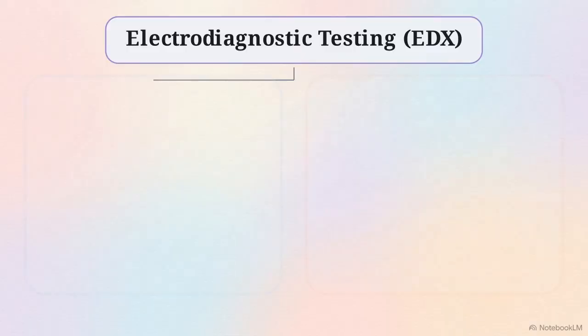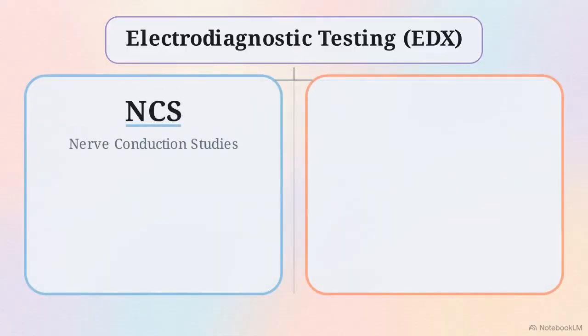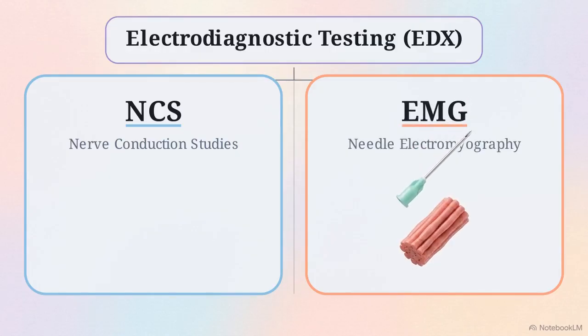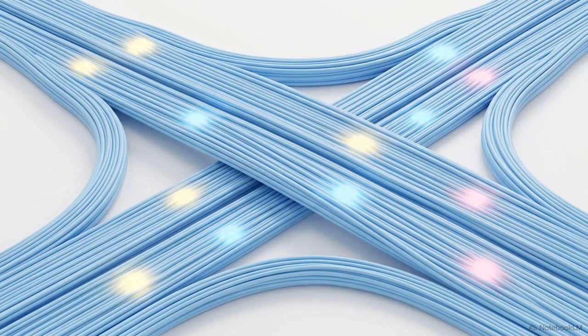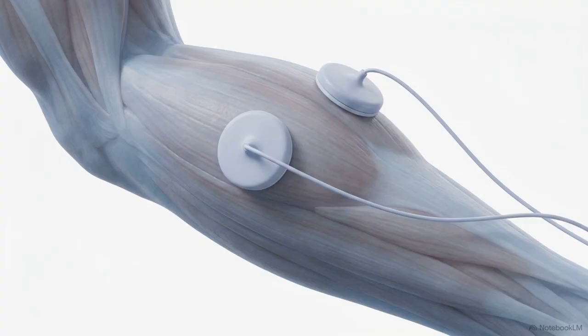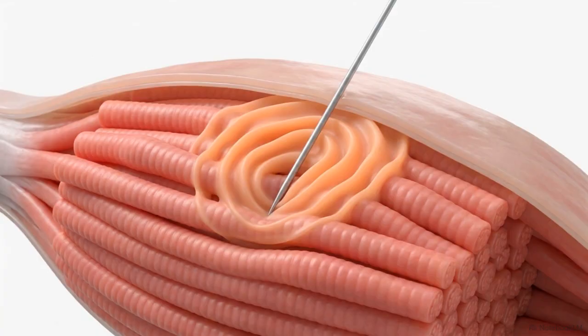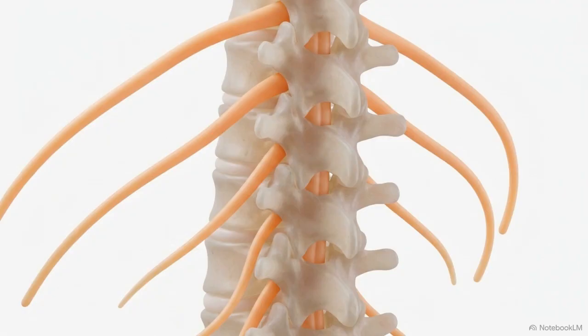Electrodiagnostic testing, or EDX, relies on two distinct technologies: nerve conduction studies, known as NCS, and needle electromyography, or EMG. Think of NCS as evaluating the body's transit highways. It uses surface electrodes to test large fiber sensory and motor nerves, mapping out distal or symmetric neuropathies. Needle EMG, conversely, evaluates the power stations. By inserting a fine needle directly into the muscle belly, it assesses deep proximal nerve segments and spinal roots that remain inaccessible to surface electrical stimulation.